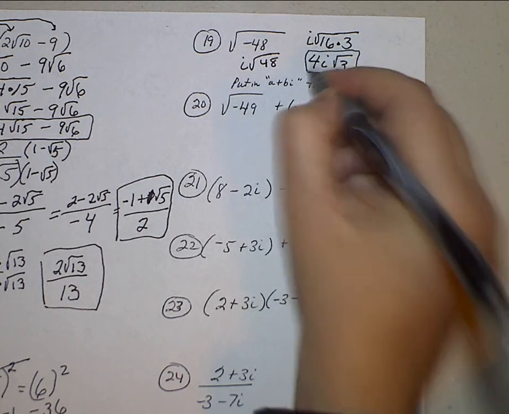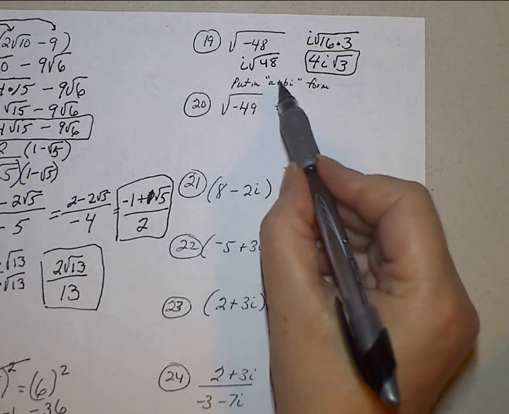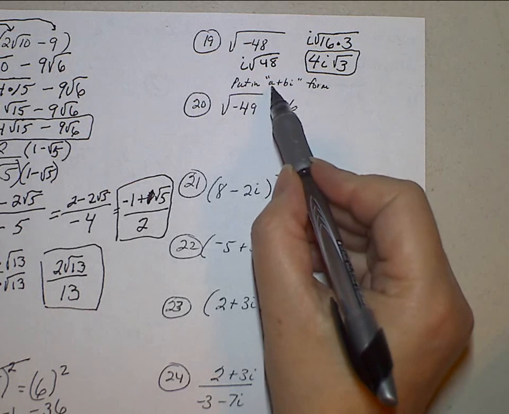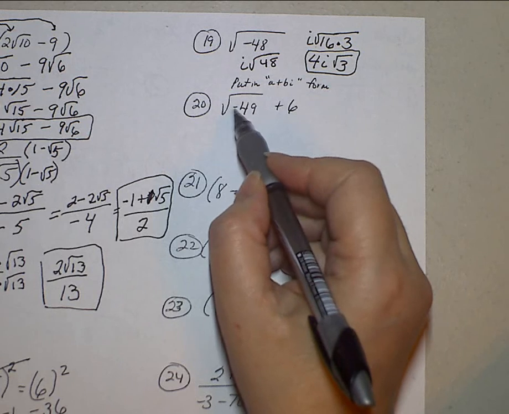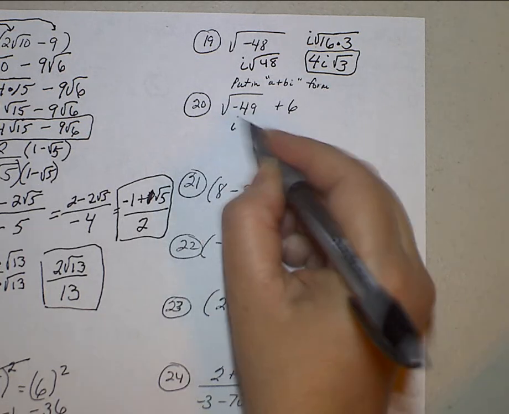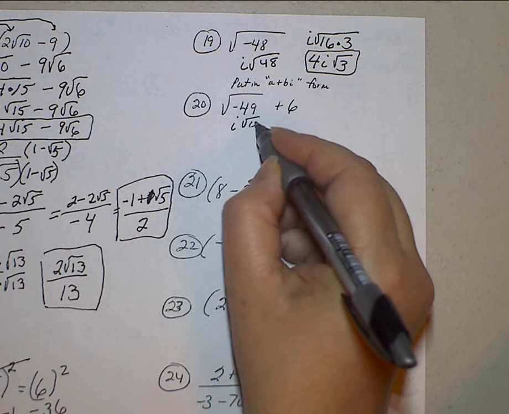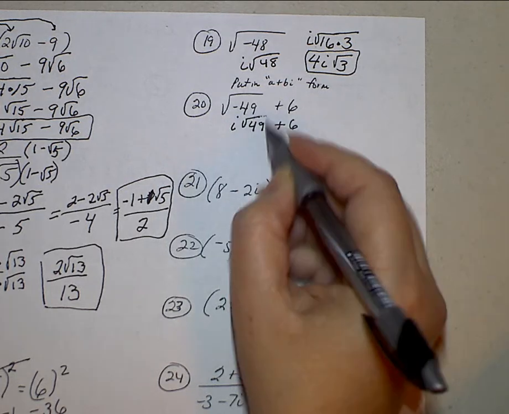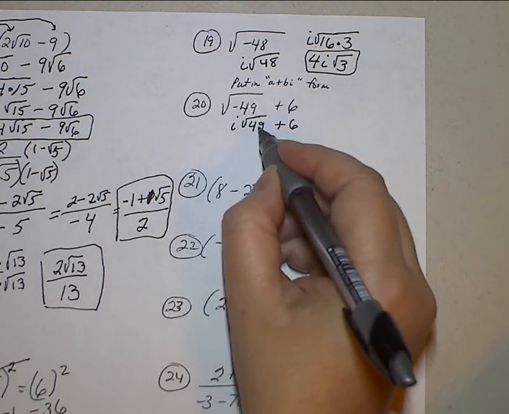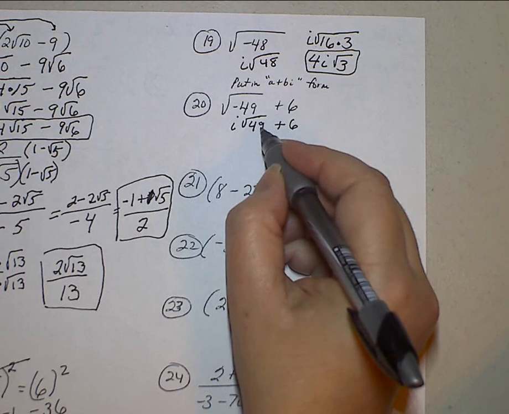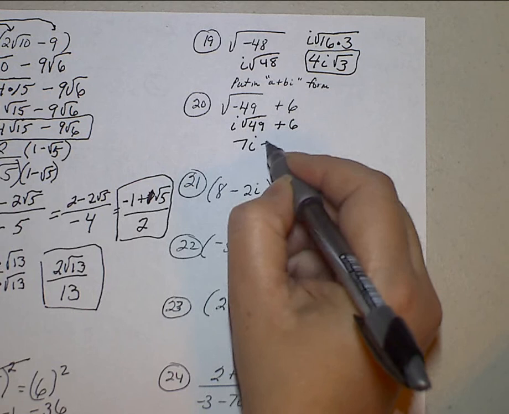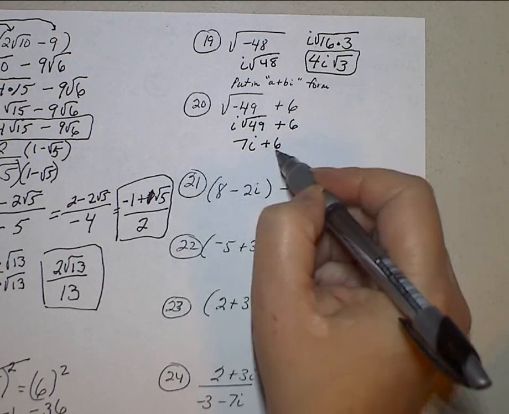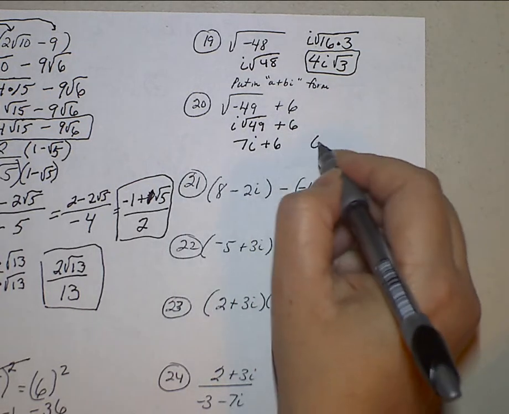Now this a plus bi, that just means that they want their reals first and then bi. So we have the square root of a negative is i, square roots of 49 plus 6. Square root of 49 is 7, so we have 7i plus 6. But 6 is our real number, so you just have to rewrite it. So you have 6 plus 7i.